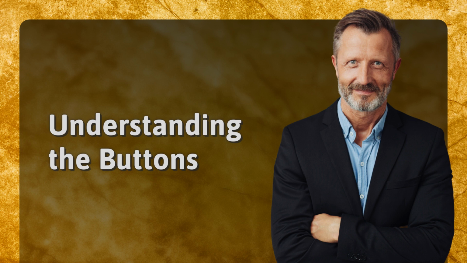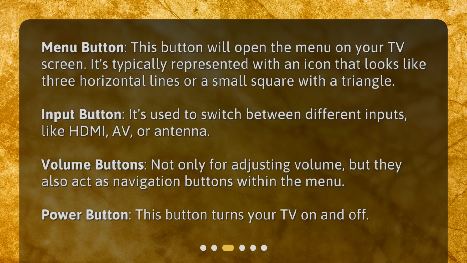Understanding the buttons. Menu button. This button will open the menu on your TV screen. It's typically represented with an icon that looks like 3 horizontal lines or a small square with a triangle. Input button. It's used to switch between different inputs, like HDMI, AV, or antenna. Volume buttons. Not only for adjusting volume, but they also act as navigation buttons within the menu. Power button. This button turns your TV on and off.